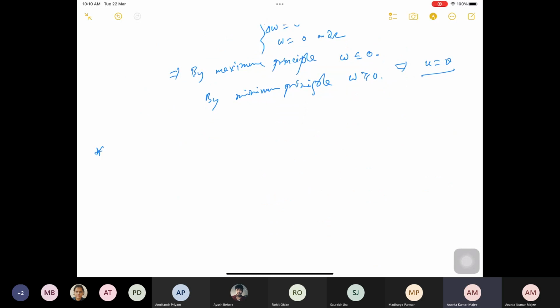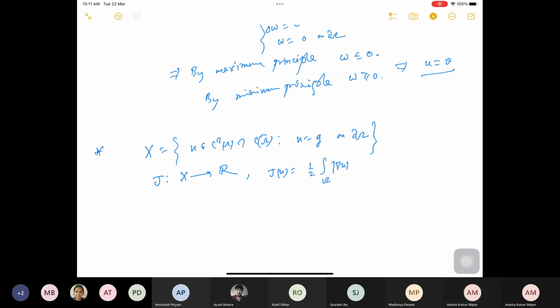So we'll consider another approach, called the variational approach, to find out whether this problem has a solution or not. For that, I need to define the so-called energy functional. I define my space X, which is all those U in C2 of omega intersection C of omega closure, such that U is equal to G on del omega. And I define my functional J from this space X to the real numbers R, as J of U equal to half of the integral over omega of gradient of U squared minus the integral over omega of f U.